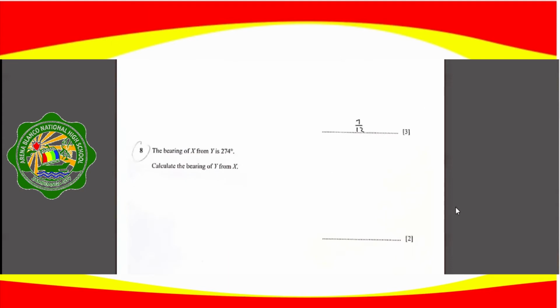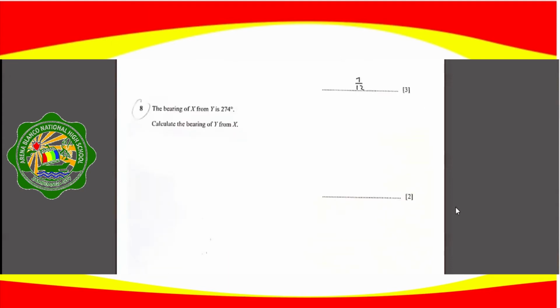Next, how about number 8? The bearing of x from y is 274 degrees. Calculate the bearing of y from x. Okay, so what is your understanding of this?